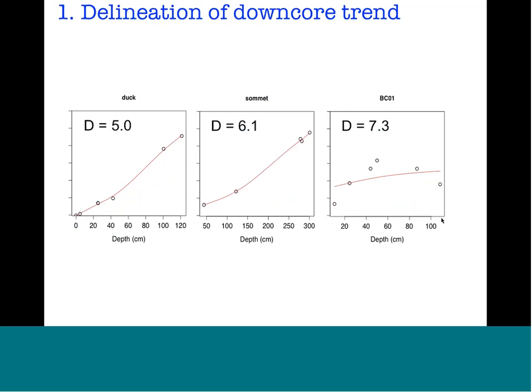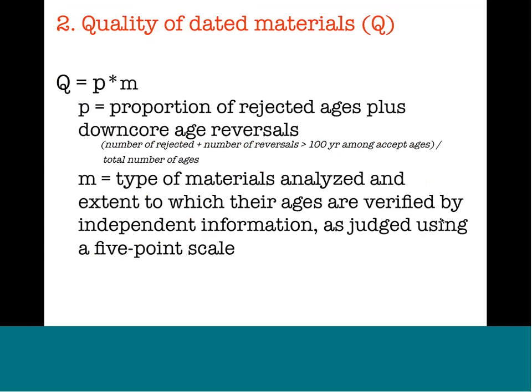Okay, the second parameter that I want to talk about of those three is the quality. This one's pretty simple. This is one of the places we get to incorporate some of this expert judgment of what makes a good age and what doesn't. So here there are two things. P is the proportion of ages that were rejected. So if you measure 10 radiocarbon ages and 2 of them are rejected, that'll be a 20% proportion of rejected ages. And then also looking at reversals. So both rejected ages and reversals count against you for this P.